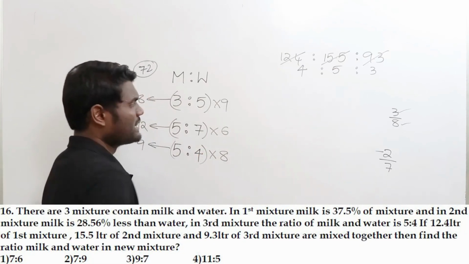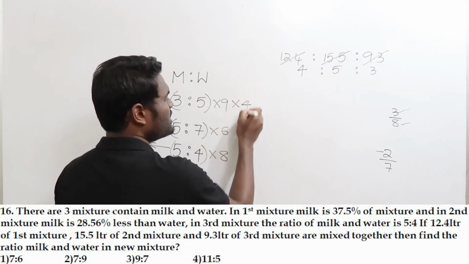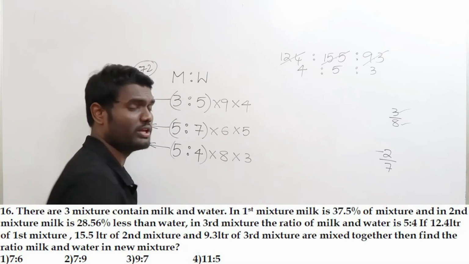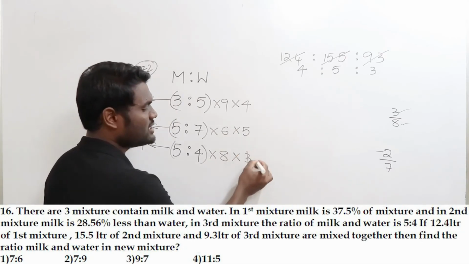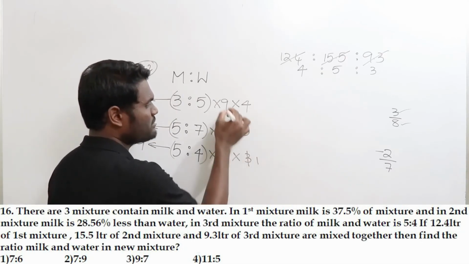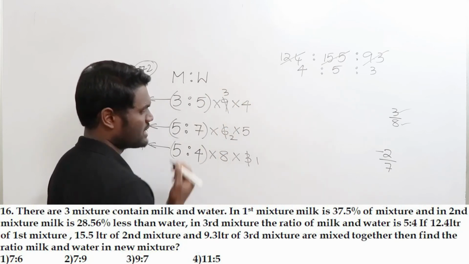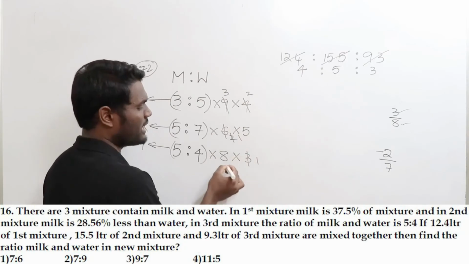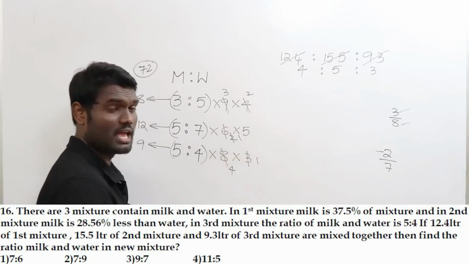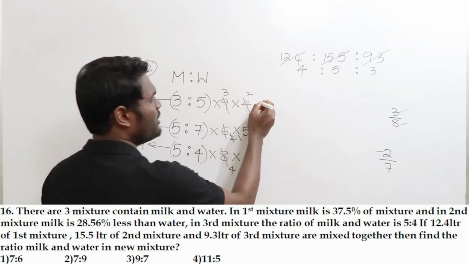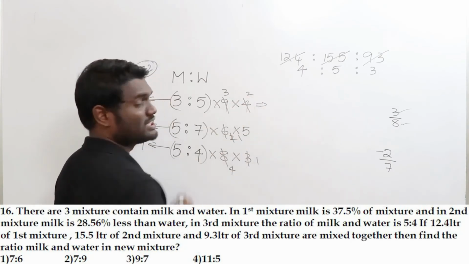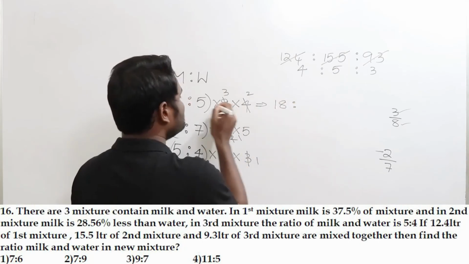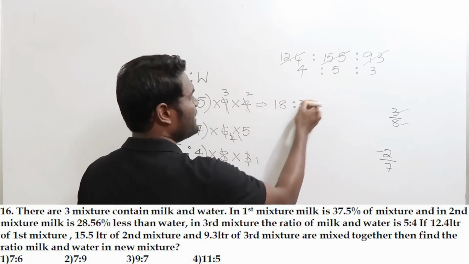And if you observe here, they are mixed in the ratio 4:5:3. So 3 cancels here 1 time, 3 cancels here 2 times, and 3 cancels here 3 times. And 2 cancels here 2 times, 2 cancels here 1 time, and 2 cancels here 4 times, and no more cancellations. If you simplify this, 3 into 2, this will be 6. 6 times 3, this will be 18. 6 times 5, this will be 30.